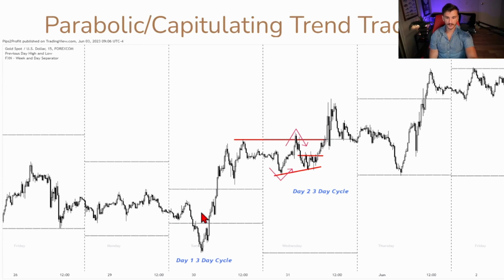Same example that I've already shown you. Day 1, 3-day cycle. Day 2, 3-day cycle. This is gold from the last week. Peak formation low, peak formation high, consolidation on the inside. Breakout, rip to the upside on a Wednesday. This is exactly what you're looking for.